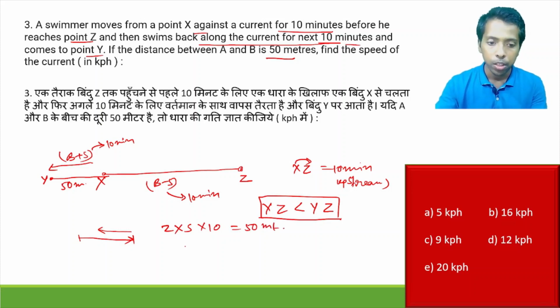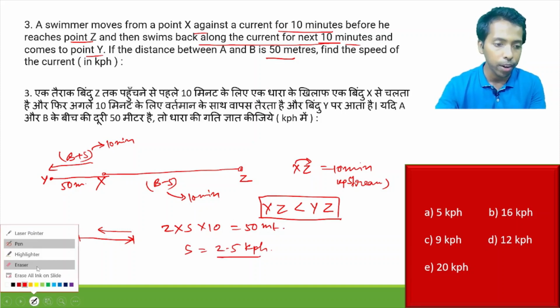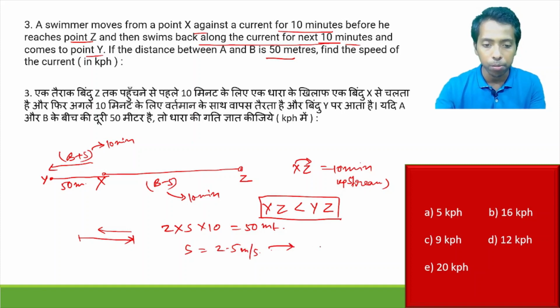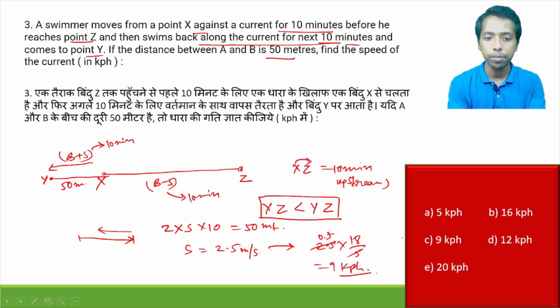Right? Understood? Now the stream speed is 2.5 meter per second. If we transform this, 2.5 multiplied by 18 by 5, this will be 9 kilometer per hour. So again, option C is the correct one.